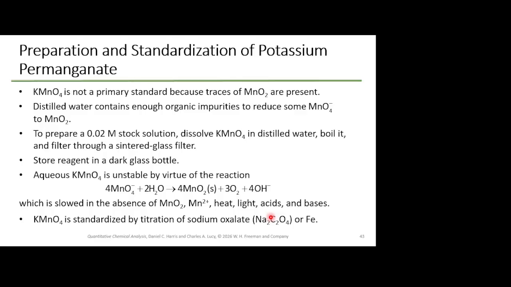So to prepare a 0.02 molar stock solution, you dissolve this in distilled water, you boil it and filter it through a sintered glass filter. You then store the reagent in a dark glass bottle, typically an amber bottle, and you'd want to minimize light exposure as much as possible. Aqueous potassium permanganate is unstable. This is by virtue of this reaction right here.